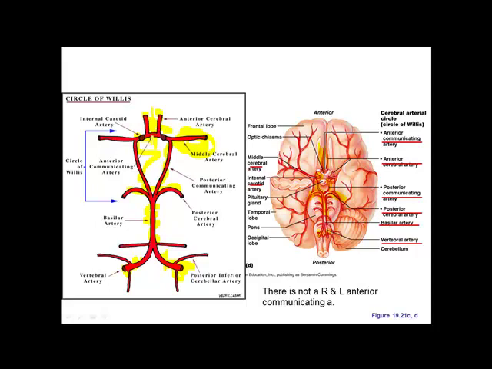There is only one of these. There's not a right and left like there is with the posterior communicating. There's only the anterior communicating artery, which will be to connect our right and left anterior cerebral arteries. Once again, that will be there as a backup mechanism in case we were to have poor blood flow coming from one of the internal carotid arteries.